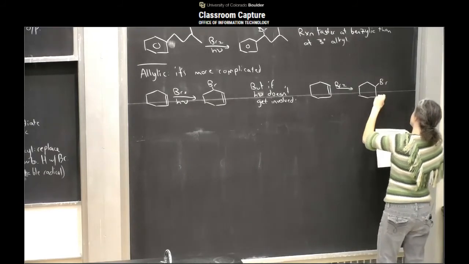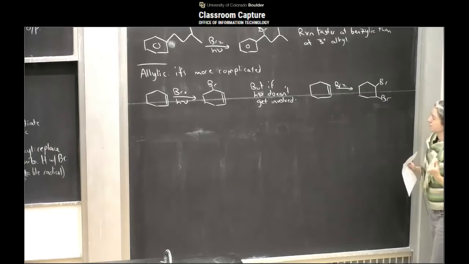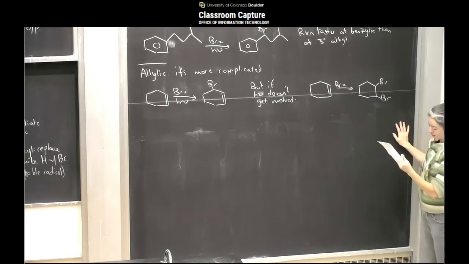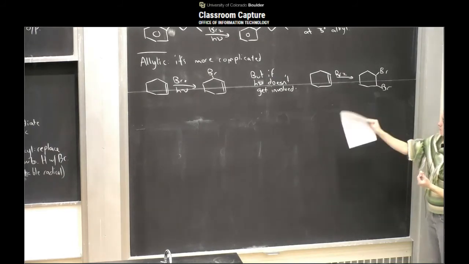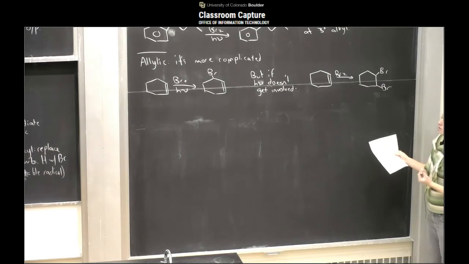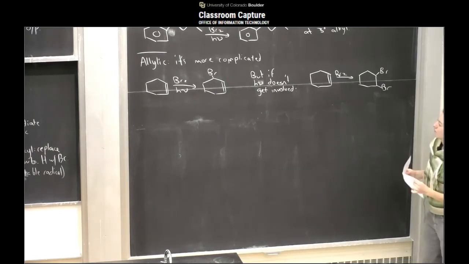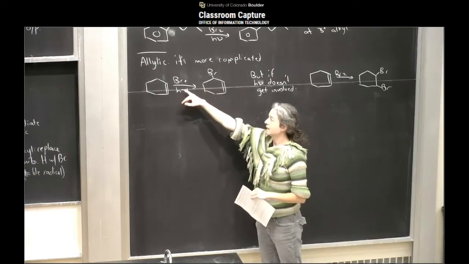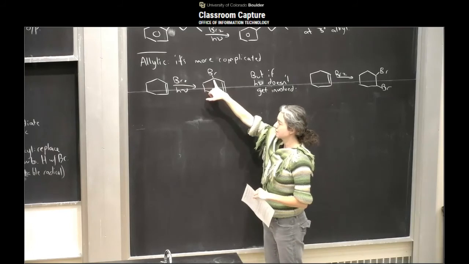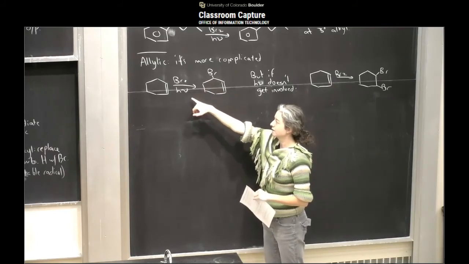So, whoops, that's not what we were going for. Okay, so in practice, we can pick and choose one over the other by limiting or maximizing the amount of light. So if you want to favor adding Br2 specifically to the allylic position, you want to blast this thing with UV.